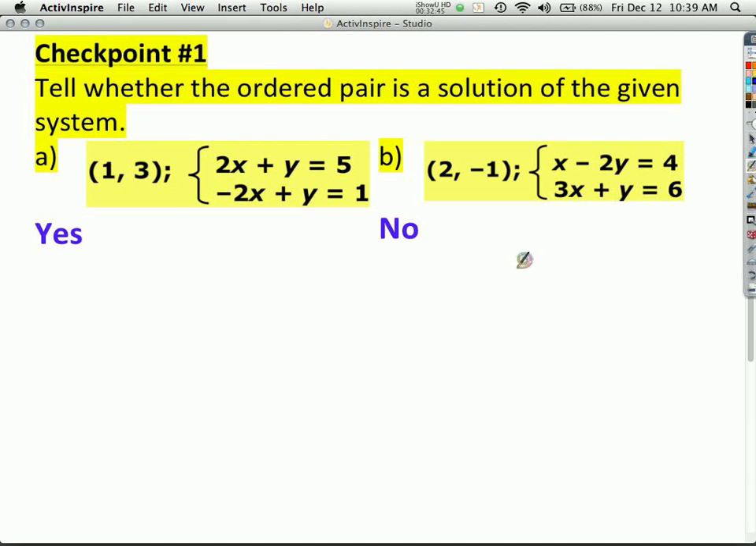Oh, we got a whole bunch of people. Kyle and then Kiara. Kyle, which one? Kiara, which one did you think? Yeah, it doesn't work in the second equation. Very good, both of you. Does anyone have any comments or questions on what we've done?